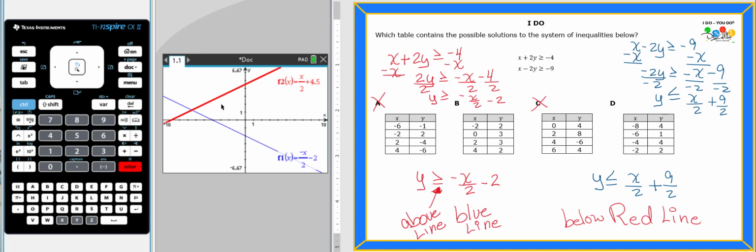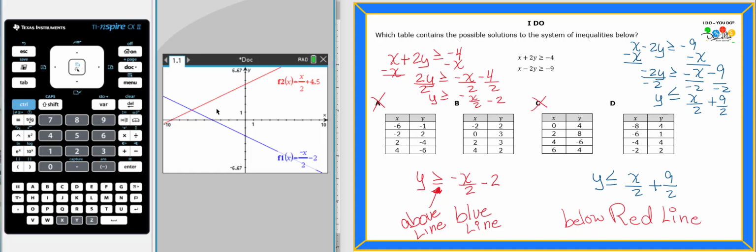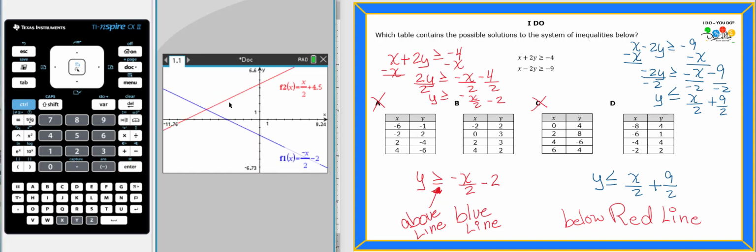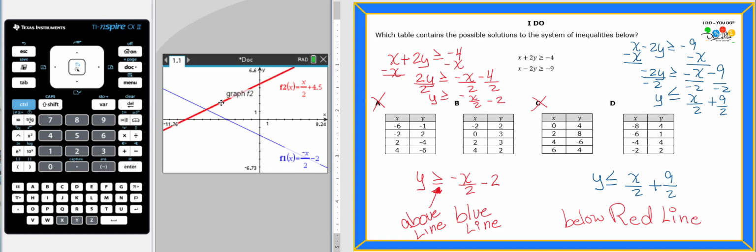Let me see if you will let me write anything here. No, right? Doesn't let me write, which is fine. So I'm looking for numbers that are below the red line, right? And numbers that are above the blue line. So we kind of did the blue one already, but now we're going to focus on the red one. So let's look at letter B.